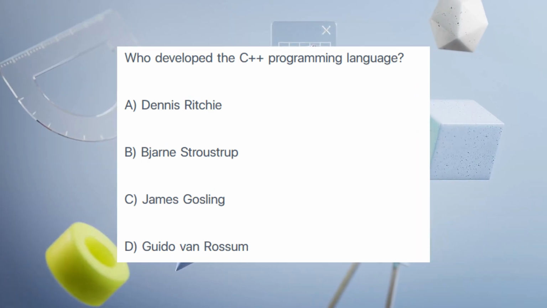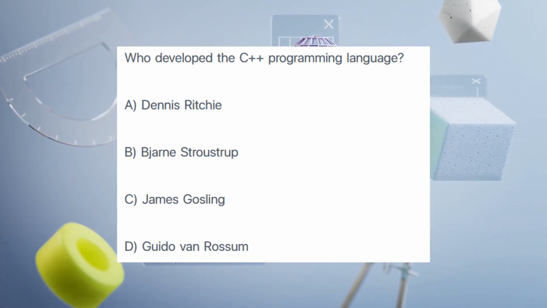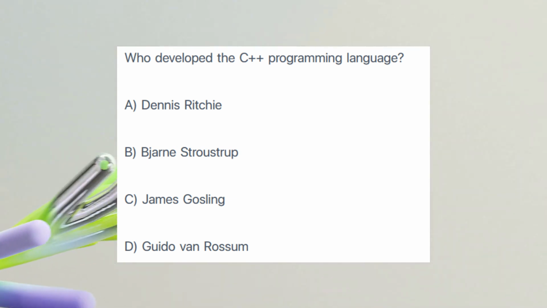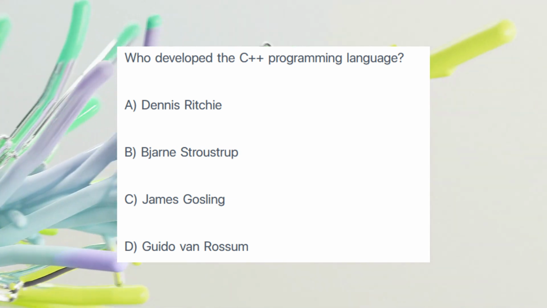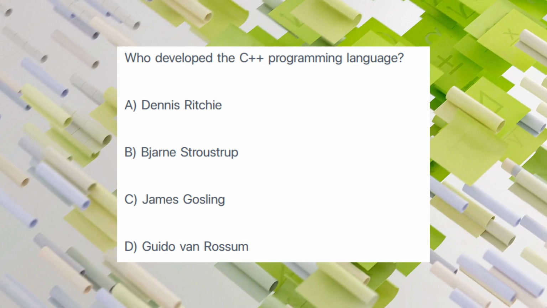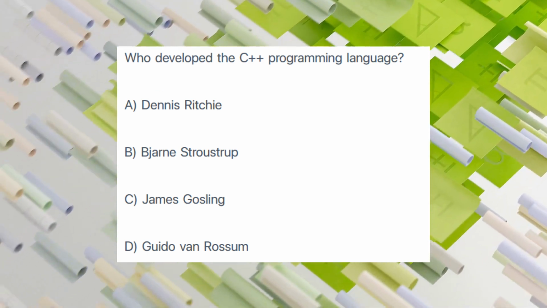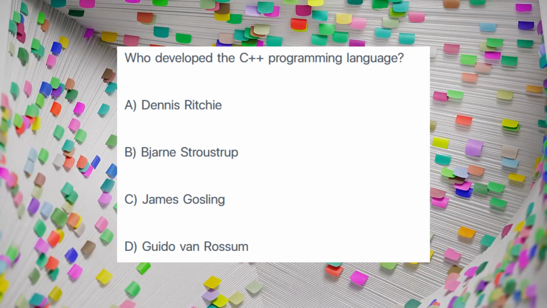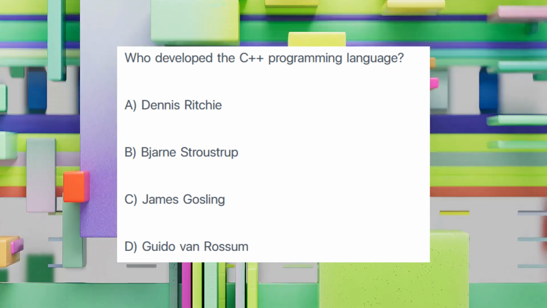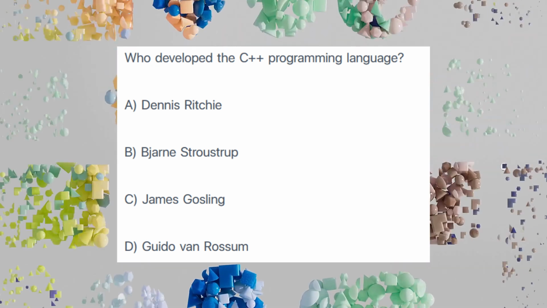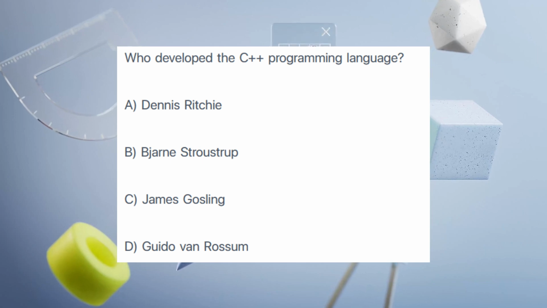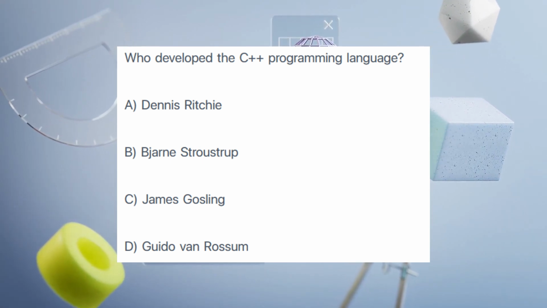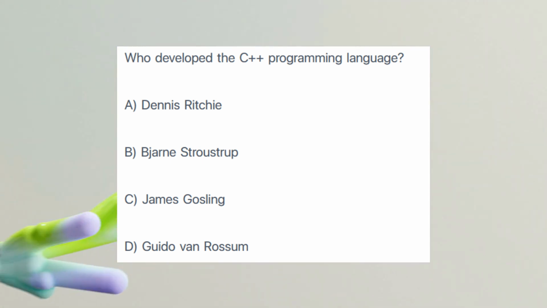Who developed the C++ programming language? Is it Dennis Ritchie, Bjarne Stroustrup, James Gosling, or Guido van Rossum? Think about it for a moment. The correct answer is B, Bjarne Stroustrup. Bjarne Stroustrup created C++ at Bell Labs.